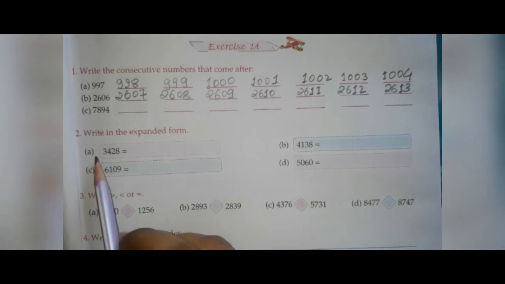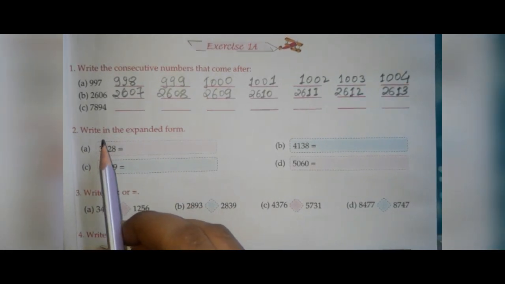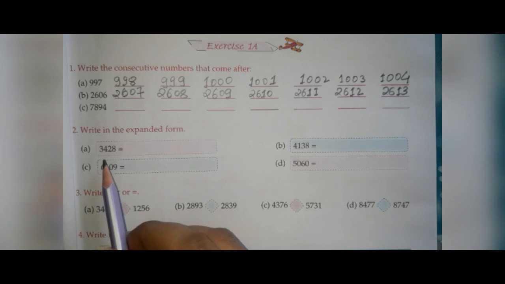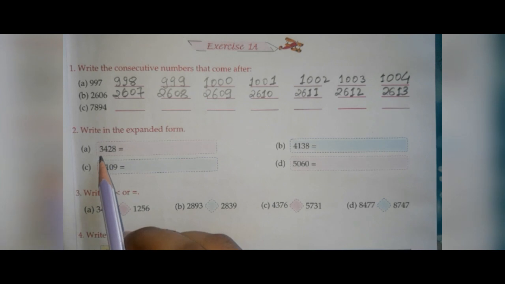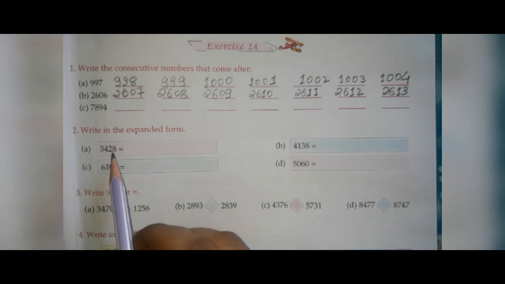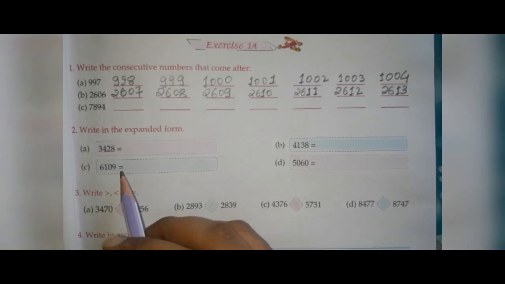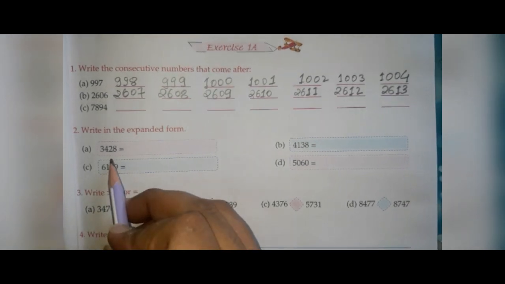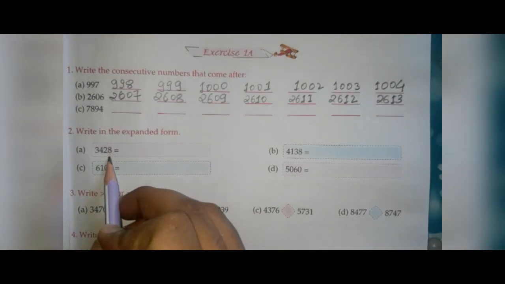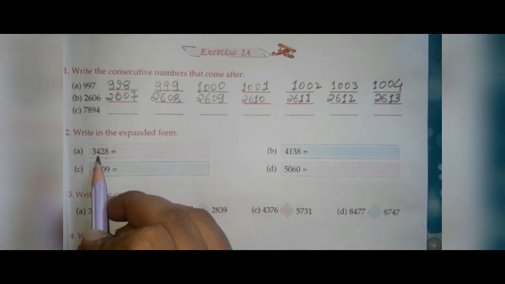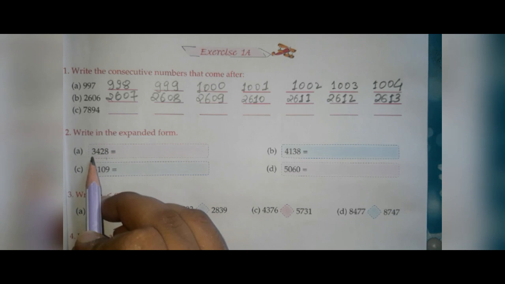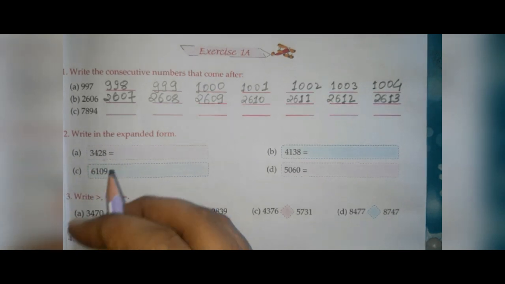The second question is: write in the expanded form, like we have already learned in the previous classes. Expanded form means writing the numbers with their place value. The first number is 3428. The number 3 is on the thousands place, like we can count from the last number. 8 is on the ones place, 2 is on the tens place, 4 is on the hundreds place, and 3 is on the thousands place. So we'll write the number with their place value.